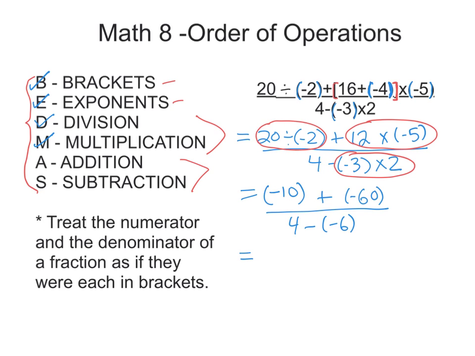Now all we have left is the adding and subtracting. Negative 10 plus negative 60 is negative 70, all over 4 minus negative 6. When you subtract a negative, it's kind of like adding. So you could think of it as 4 plus 6, which is 10. Okay, we've done the adding and the subtracting. Now the final step is to do the division. We have negative 70 divided by 10, and our final answer is negative 7.